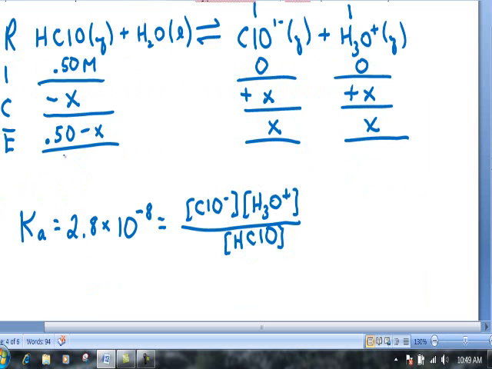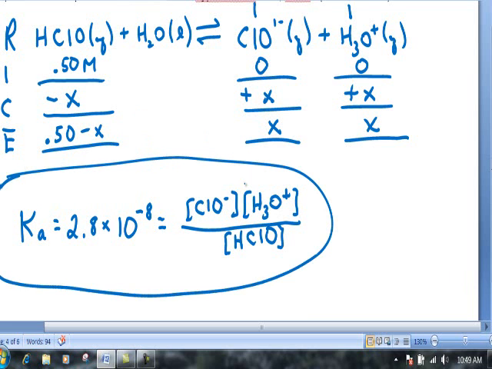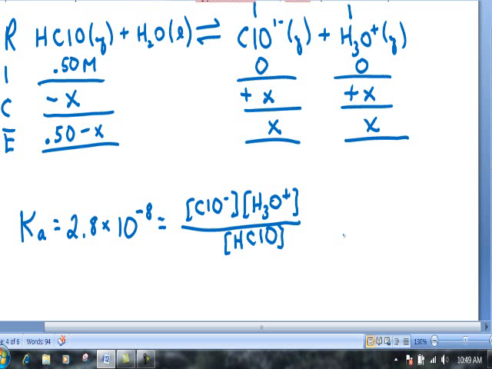What we now know is our equilibrium concentration of the hypochlorous acid is 0.50 minus X. The hypochlorite ions and hydronium ions are represented by X. Setting up the equilibrium constant expression, we have 2.8 times 10 to the negative 8 is our products divided by our reactants. Now we're going to take an approach here to help make life a little simpler mathematically. If we look at our Ka value, we see that this number is very tiny.